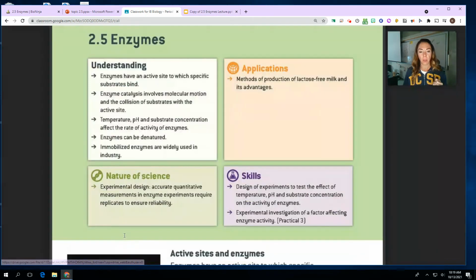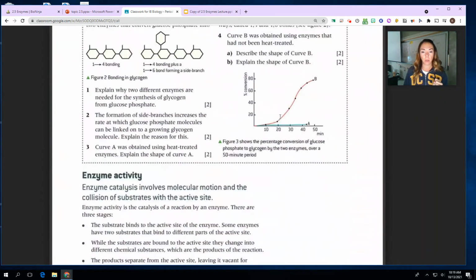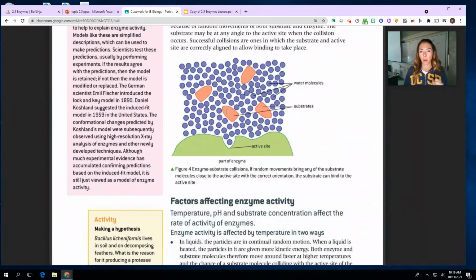Here we go, 2.5. This is in your book. Another kind of visual way to look at how these water molecules are bouncing around, the substrates are bouncing around. Here's my active site. So if I increase the rate at which those water molecules are moving around, I'm going to increase the probability that those two things are going to come together.